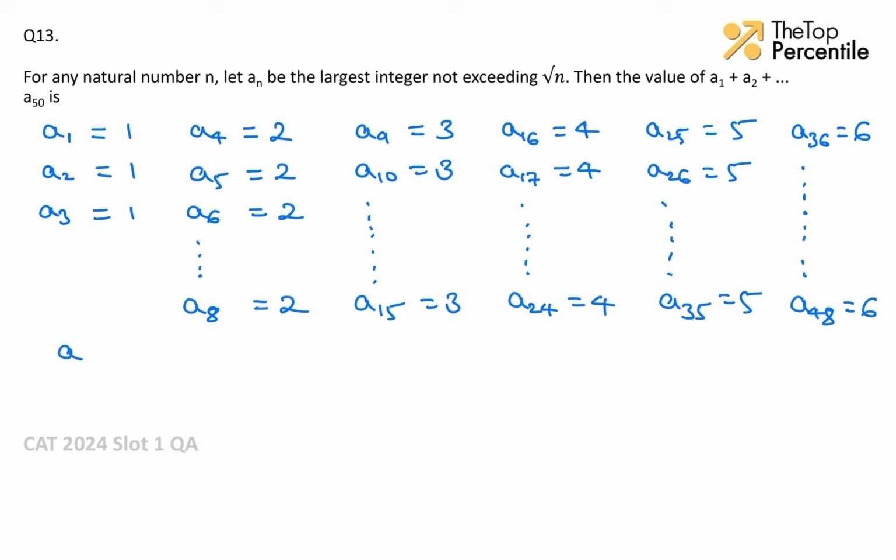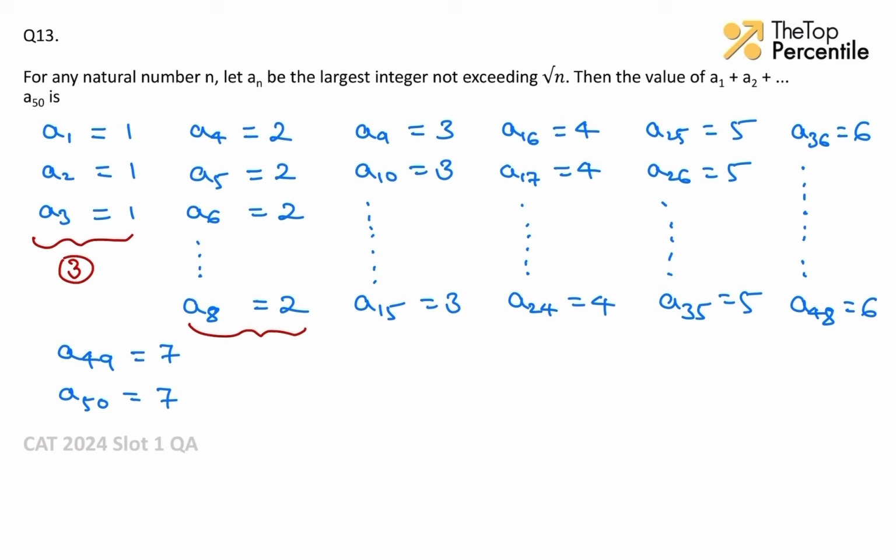Now I'm left with A49, which will be root 49, that is 7. And A50 as well will give me 7. Okay. So now all that I have to do is add these numbers. So this will give me 3. This will give me, so I have terms from A4 to A8.